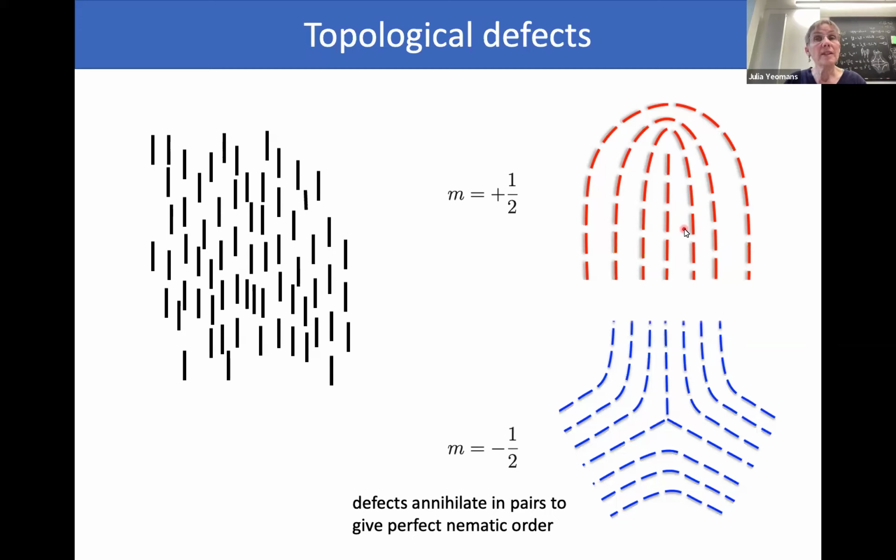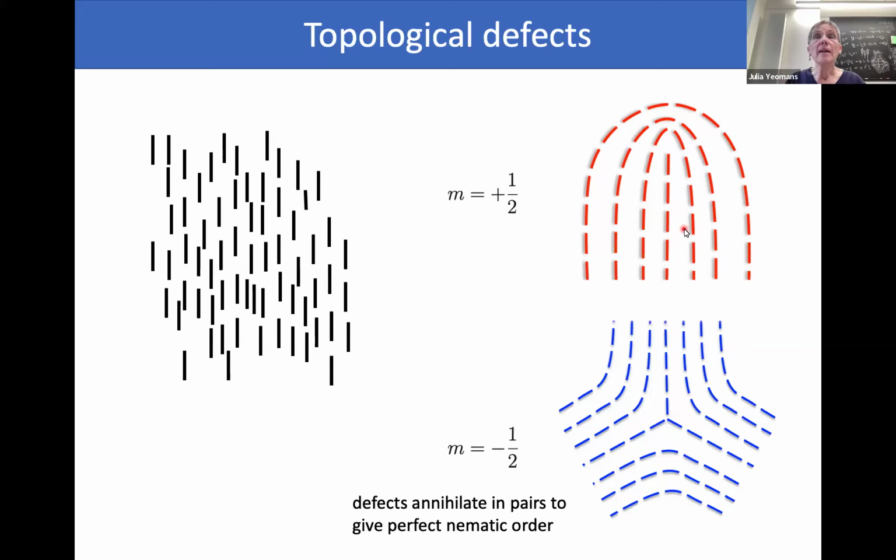So in fact, in an infinite system, you can't have a single plus a half defect. You have to have a plus a half defect and a minus a half defect appearing in pairs. And what they will do in just an ordinary non-active system, a passive system, is that they move towards each other very slowly and eventually either get stuck on some sort of dirt type defect or they annihilate each other.